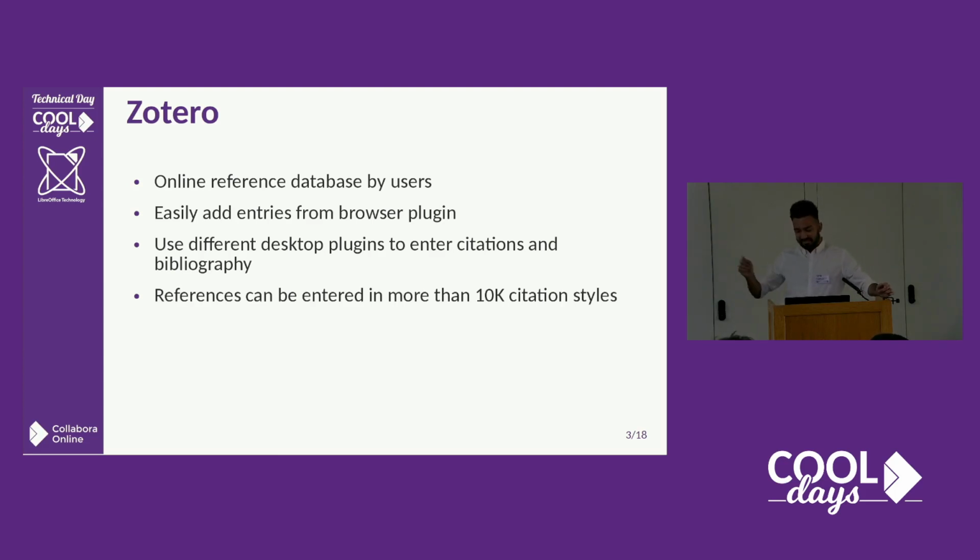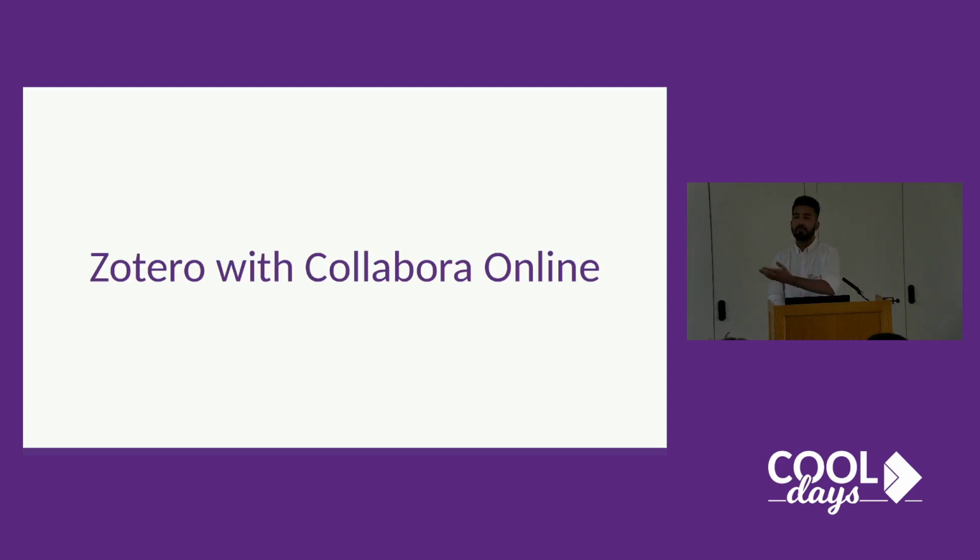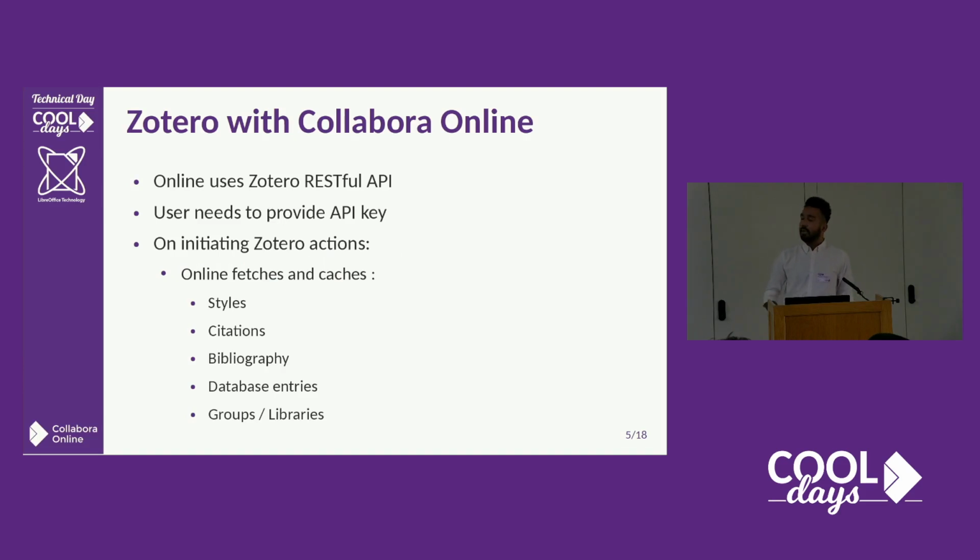So there comes Collabora Online with Zotero. We are here to help you speed up your citations and references. For this, we use Zotero's RESTful API. And to integrate this, the Zotero user needs to provide their API key, which, with whatever integration you are using for Collabora Online, you can find in your personal settings, where there is a box where you can insert your Zotero API key.